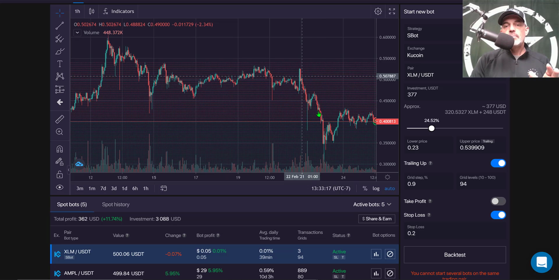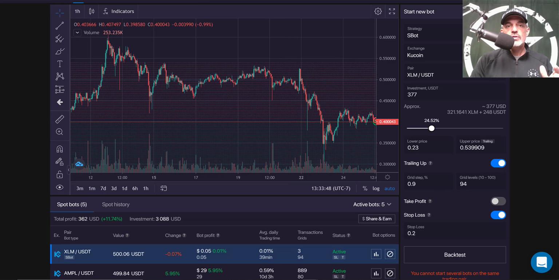And so after this big pullback, I'm looking for entry opportunities. I want to see it recover. I certainly don't want to catch a falling knife, but we have seen XLM has recovered and it's now starting to consolidate and move sideways. And that is why I deployed this particular grid bot about 40 minutes ago.